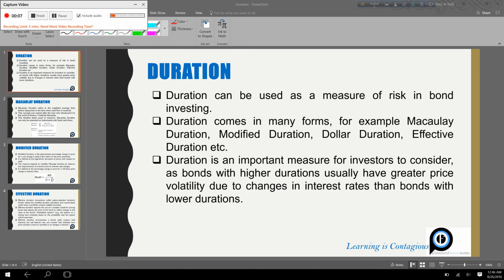Duration is often used as a measure of risk in bond investment. So, in terms of when we invest in fixed income securities, the duration is a very helpful measure to measure the market risk. So, it comes in many forms like Macaulay duration, modified duration, and dollar duration or effective duration. So duration is an important measure for investors to consider.